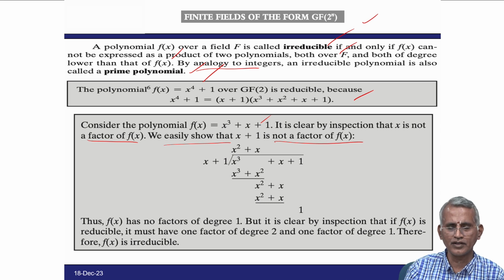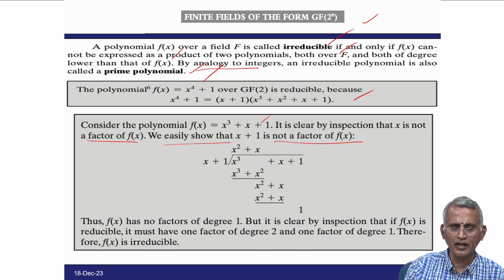For example, take x cube plus x plus 1 divided by x plus 1. So, x into x square is x cube, and then x into 1 is x, and here we have 1 into x is x square, x square into x is x cube. Then subtract them. It becomes cancelled, and then x square plus x, and once again you multiply with 1: x square plus x, then the remainder is 1.